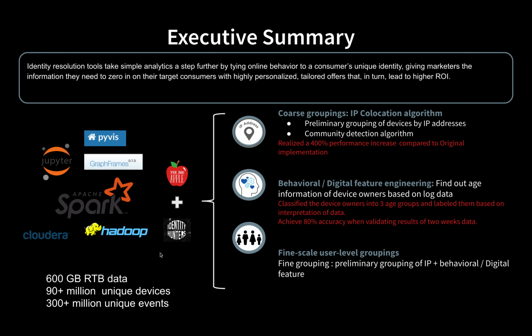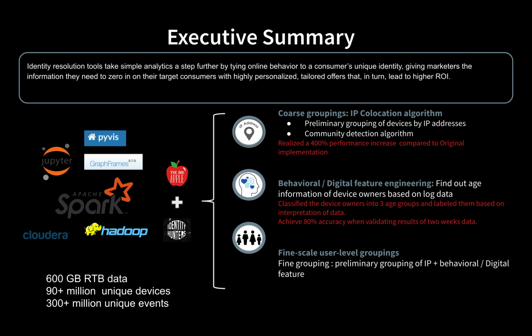Okay, so moving on to the data set, the data that we use is 600 GBs of RTB data. RTB is the real-time bidding data used in advertising as a means to buy advertising inventory. This is done on a per impression basis. Every impression is counted as a time when any advertisement is sourced. It is not necessarily related to whether it is clicked or not. We use 90 million plus unique devices for our algorithms and 300 plus million unique events.